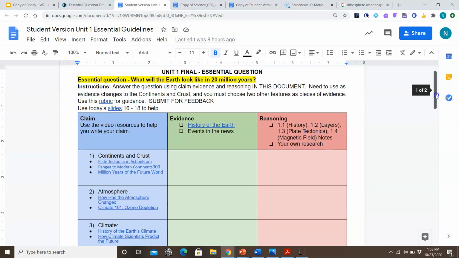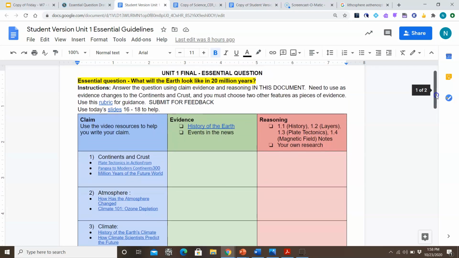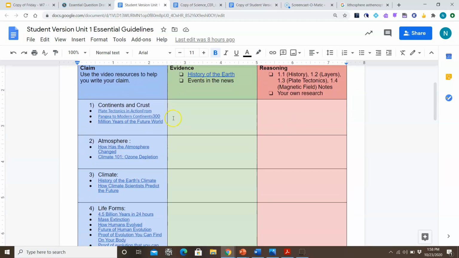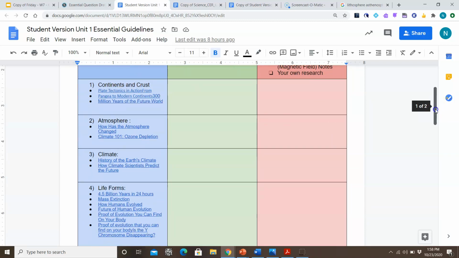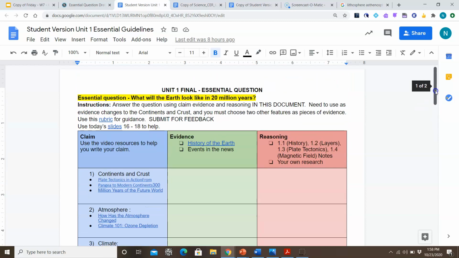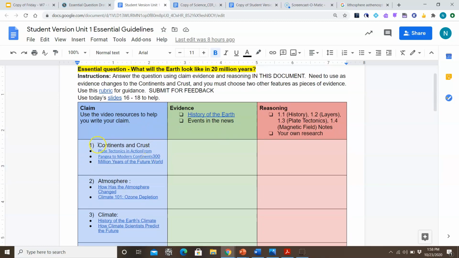So this document is divided in a way to help you with that. As you see for the claims side, to answer the question, what will the Earth look like in 20 million years, you get to choose what you want to talk about. But one thing everyone must talk about is what the continents and/or crust will look like in 20 million years. So we're going to do that one together.